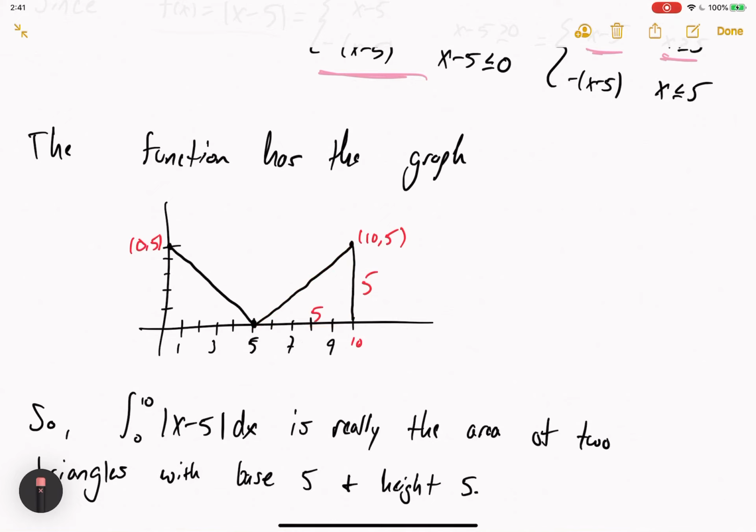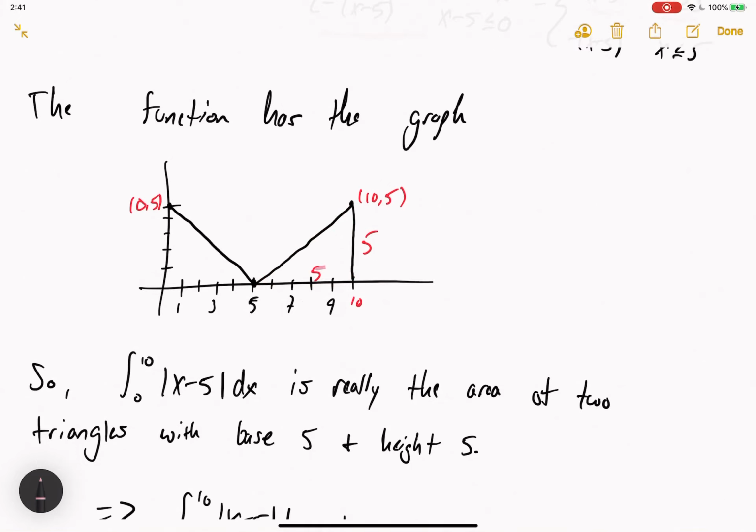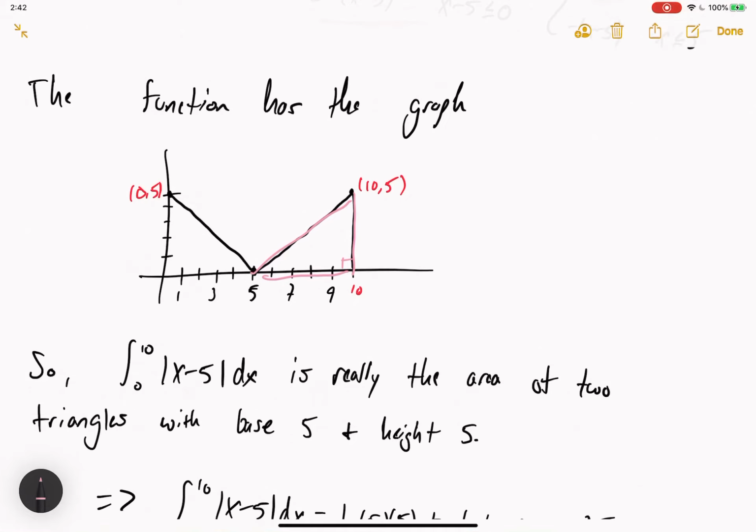But the thing is, these are all straight lines. This right here is a straight line. This right here is a straight line. This right here is a straight line. This was actually orthogonal, or perpendicular. So that actually forms a right triangle with sides of 5, 5. So the area of that triangle will just be 5 times 5, base times height.